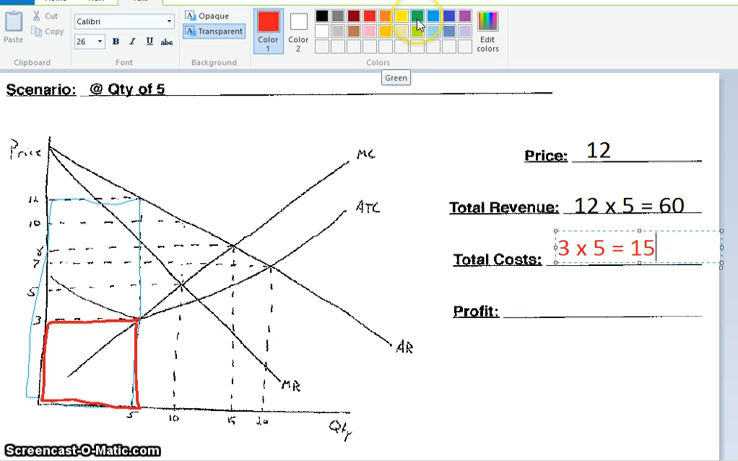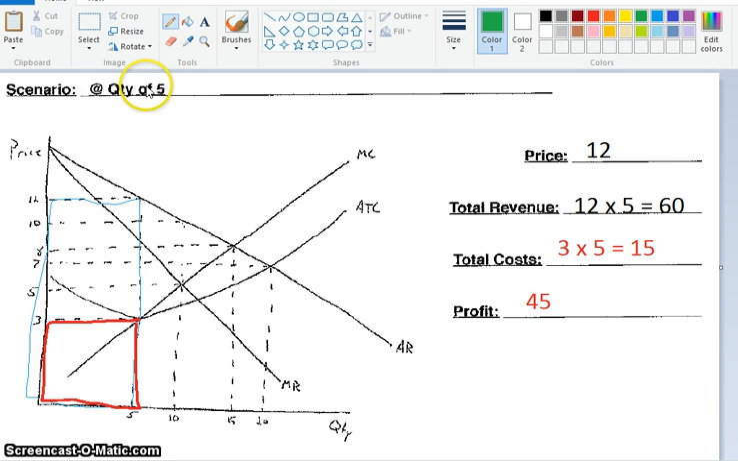And if you want my profit, well, 60 minus 15 gets me 45 again. I wasn't trying to do anything fancy there, it just so happened that it came out as 45. And then your area of profit, hopefully you can see this, is right here. If you find the size of this triangle, this is 12 minus 3, so this side is 9 and 5 this way. So 9 times 5 is 45. That's a good check.